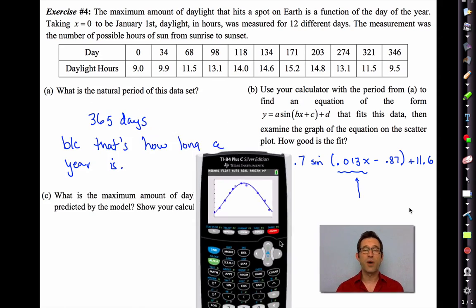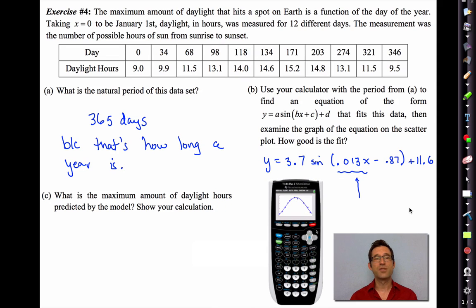Now the last part of this problem should be pretty easy. It just simply asks, what is the maximum amount of daylight hours predicted by the model? Show your calculation. So go for it. Think about this for a minute.